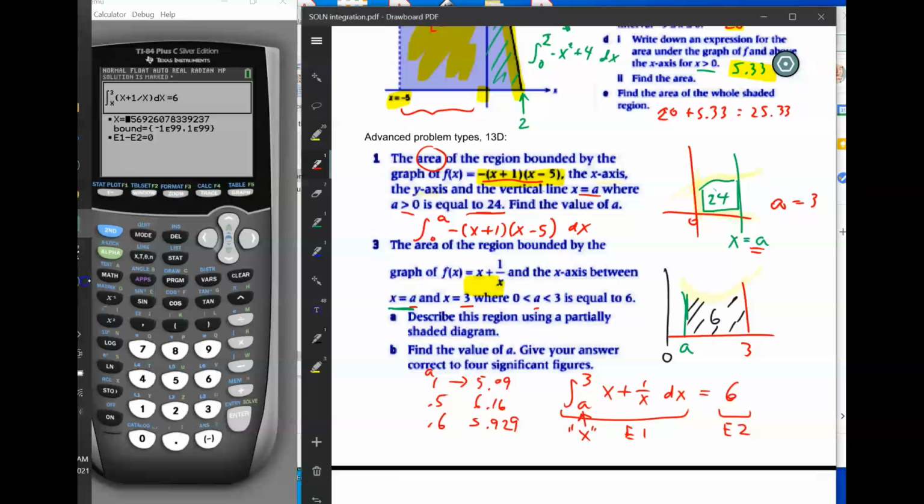0.569. So we need 4 significant figures. We knew that the answer was between 0.5 and 0.6, but the precise answer, according to the calculator, is 0.56926, which rounded to 4 significant figures would be 0.5693. That's how you can use the calculator to solve this integral with an unknown value there, without doing any integration, without doing any algebra.